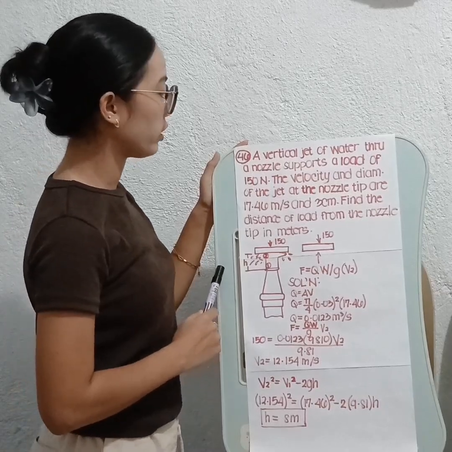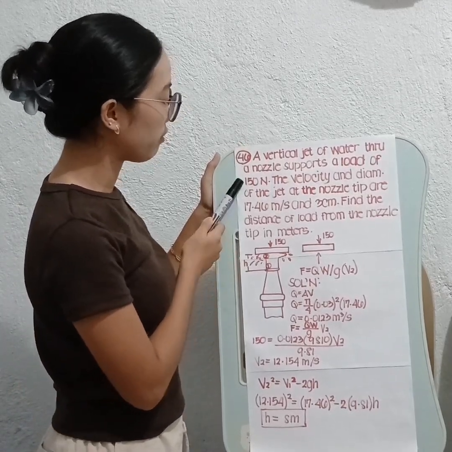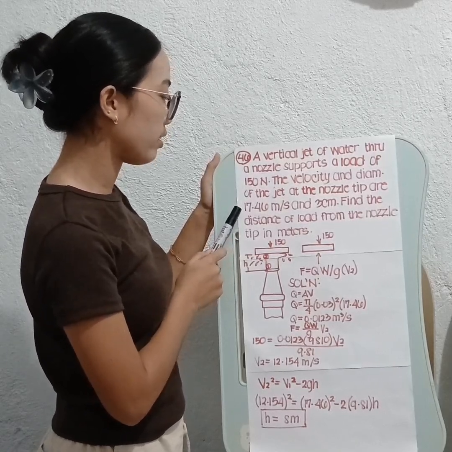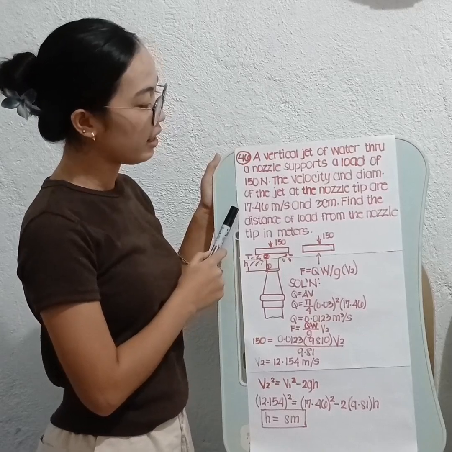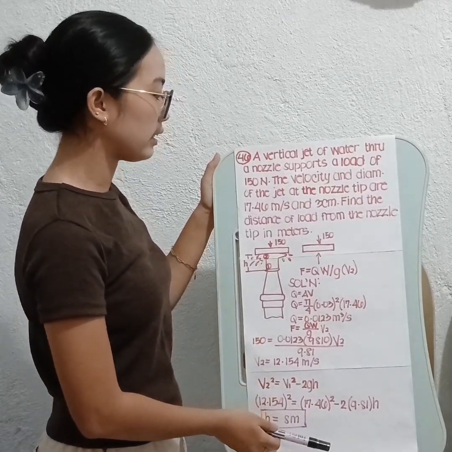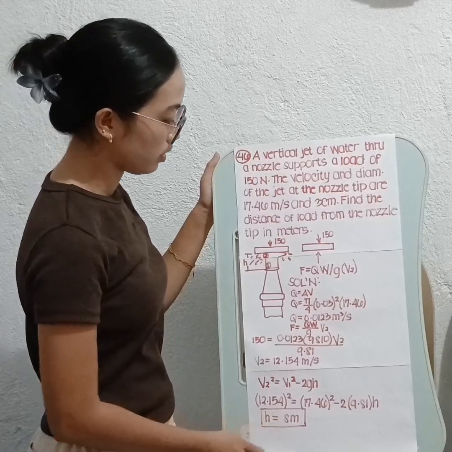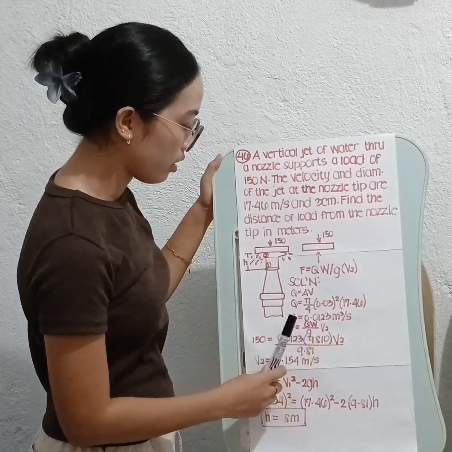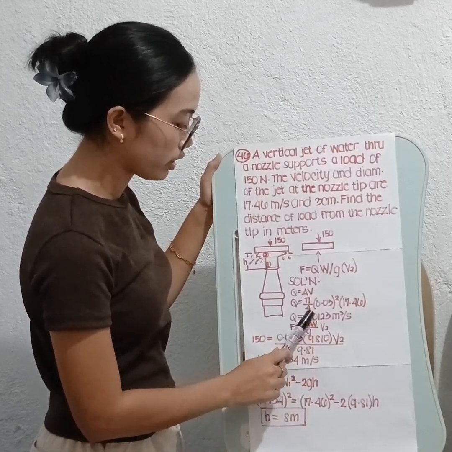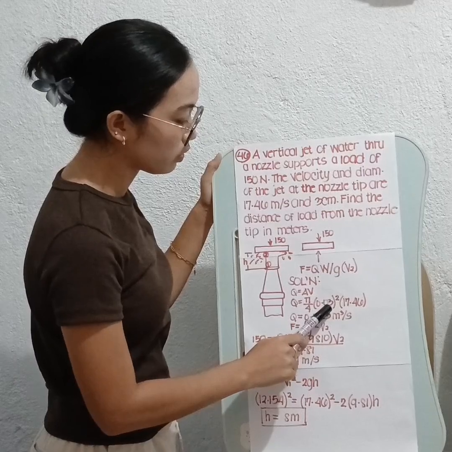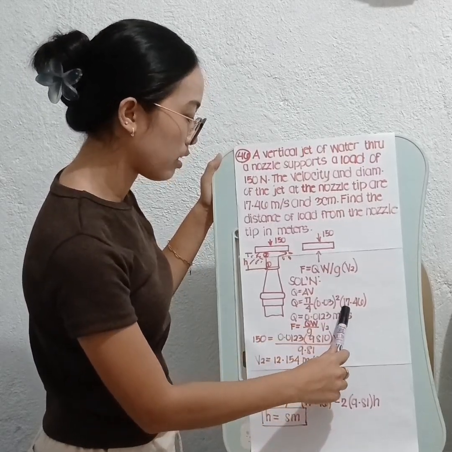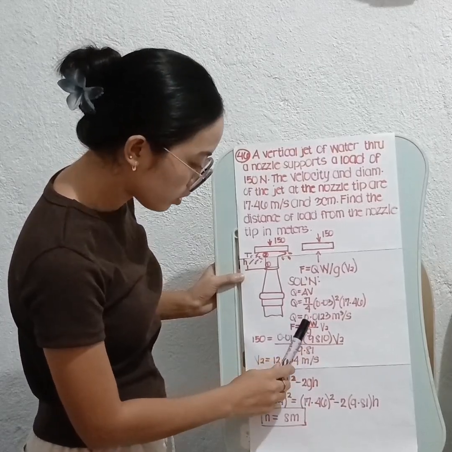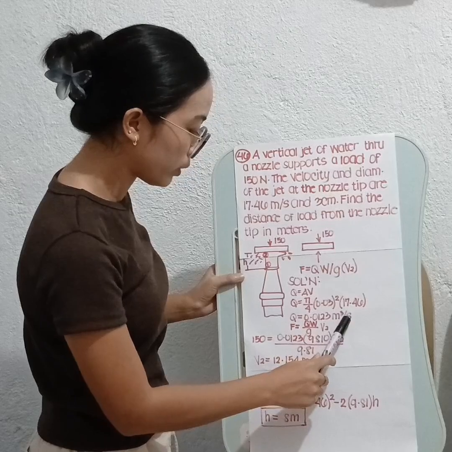A vertical jet of water through a nozzle supports a load of 150 Newton. The velocity and diameter of the jet at the nozzle tip are 15.46 meter per second and 30 centimeters. Find the distance of load from the nozzle tip in meters. So we have Q is equals to area times the velocity. Our area is pi over 4 d squared, which is 0.03 squared. Our velocity is 17.46. Then we get the value of Q is equals to 0.0123 meter cubed per second.